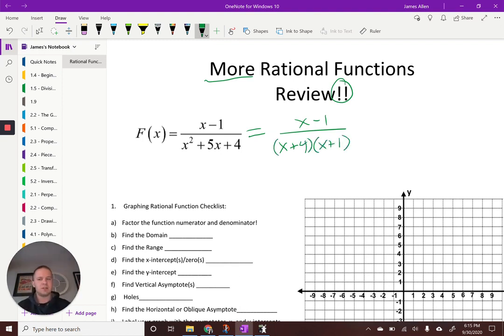Now, in this particular situation, nothing is canceling out, which means we don't have any holes in this one. But let's go with that domain. My domain is going to be x such that x does not equal -4 or -1. You could also write it in interval notation, right? I'm going to skip over the range for now until we get to the graph.